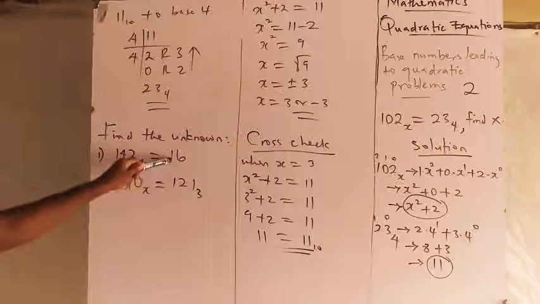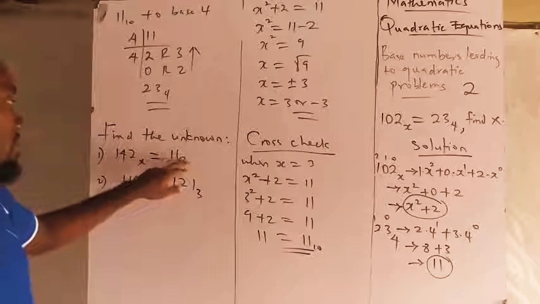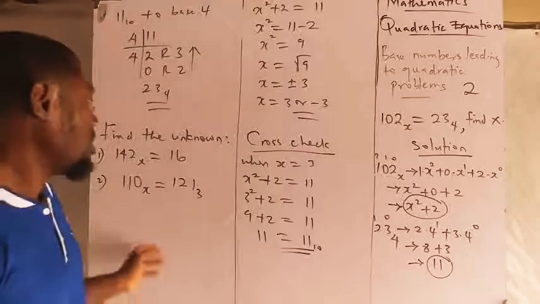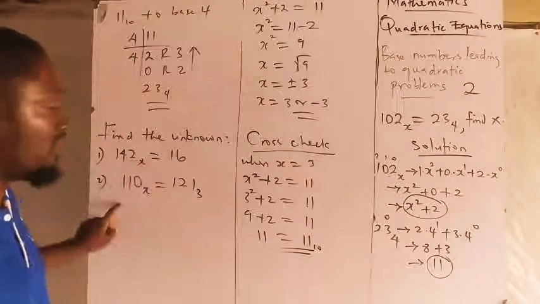Remember, this number is in base 10 because there's no specific base attached to that number. If there's no base attached to a particular number, the number is already in base 10. So carefully replay the video, get the best understanding, then solve this yourself.